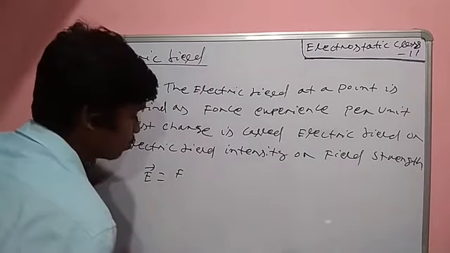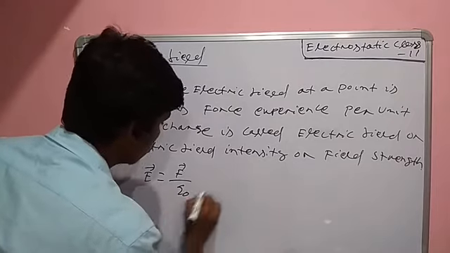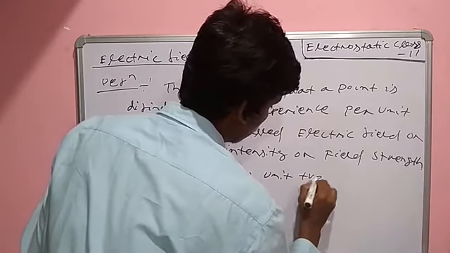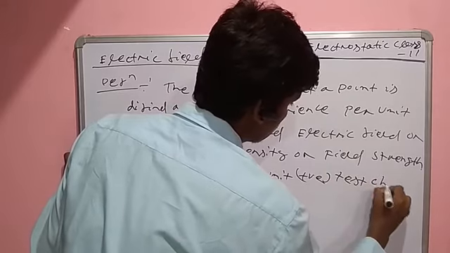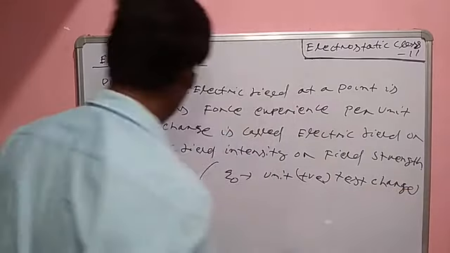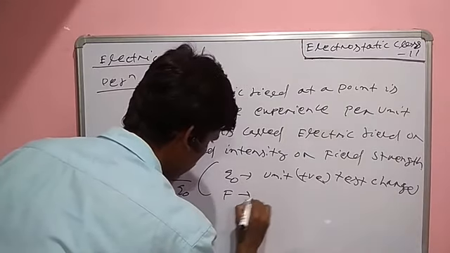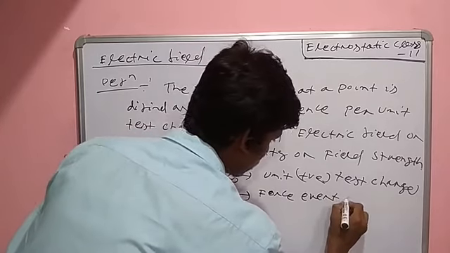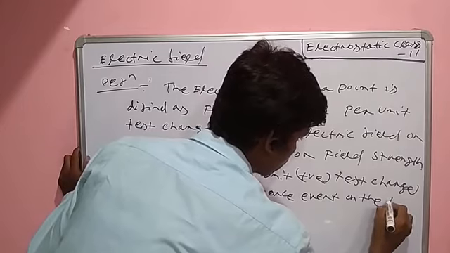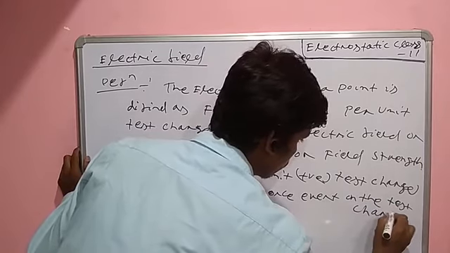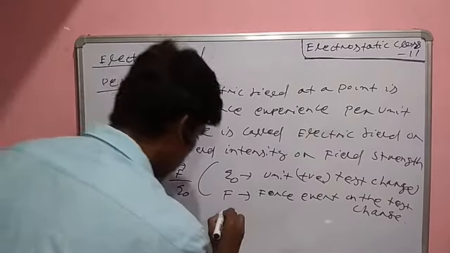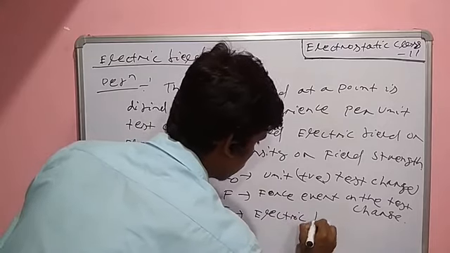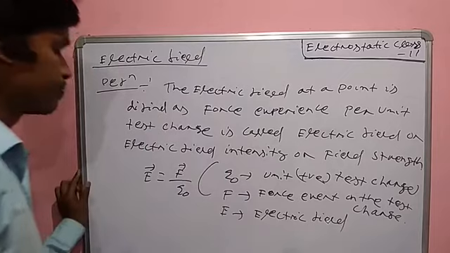So we can write: electric field E is equal to F divided by Q0. Here Q0 is the positive test charge, F is the force exerted on the test charge, and E is the electric field. Yes or no? So we can write.